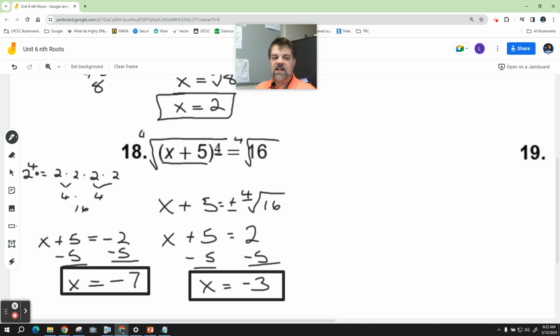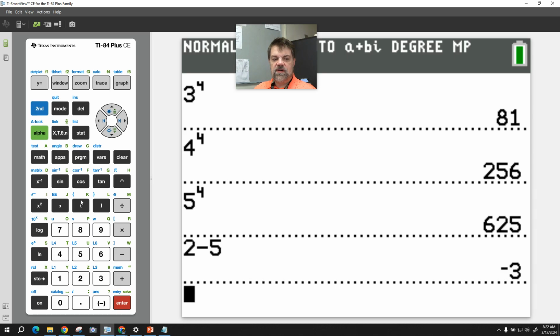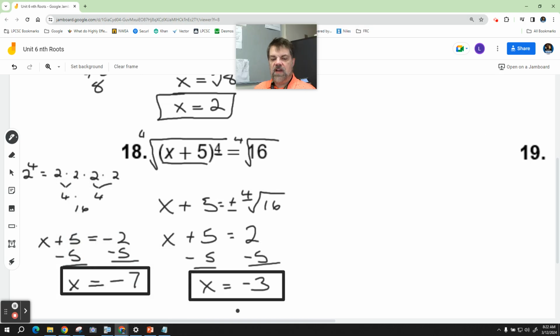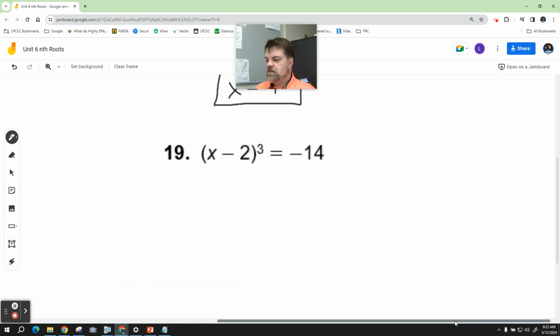Because what's -2 raised to the 4th power? If you're like, Mr. Adams, I don't get it. Go into the calculator. This is why. What if I do this? In parentheses, -2 raised to the 4th power. Still positive 16, so we can't ignore that. Not in Algebra 2. Okay? All right. Phew. Almost made a mistake there.